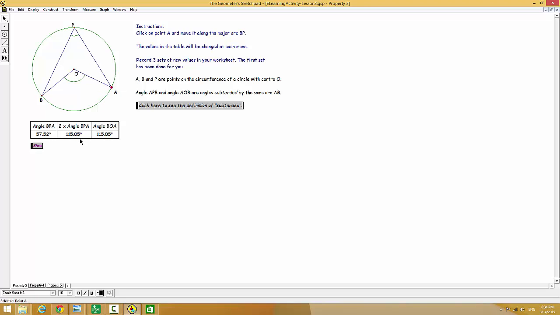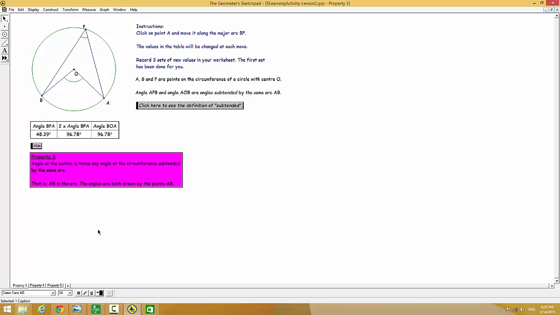For example, if angle BOA is 115.05, angle BPA, which is here, start with A to P to B, this is the angle at circumference. It will always be half, or the angle at center will always be twice of the angle at circumference. Let's see for different values. For example, if my angle at the center is about 90 degrees like this, my angle at the circumference APB will always be half of it.